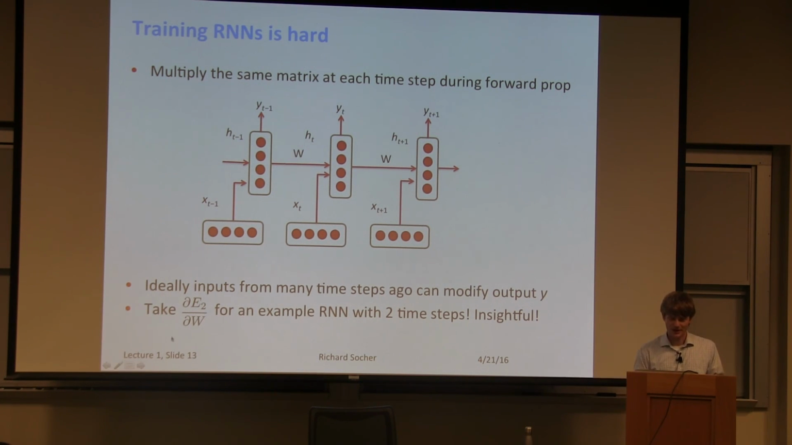And so as we're trying to take the derivatives here with respect to W at each of the time steps, we'll run into some problems. I encourage you to really go take a 2 time step recurrent neural network and just derive the derivatives here, for instance, the derivative with respect to W over a certain prediction at time step 2, for instance. It'll be a great exercise. It's very insightful.